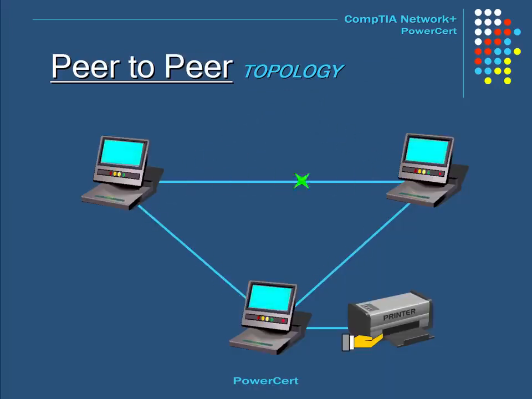A peer-to-peer topology is where all the clients on the network talk to every other client on the network to share their resources with each other. So for example, one computer can share their printer, another computer can share their files on their hard drive, and so on. So there is no centralized server that the clients connect to. They all just connect to each other. And peer-to-peer topologies are simple to set up. You will typically find them in homes and small businesses.